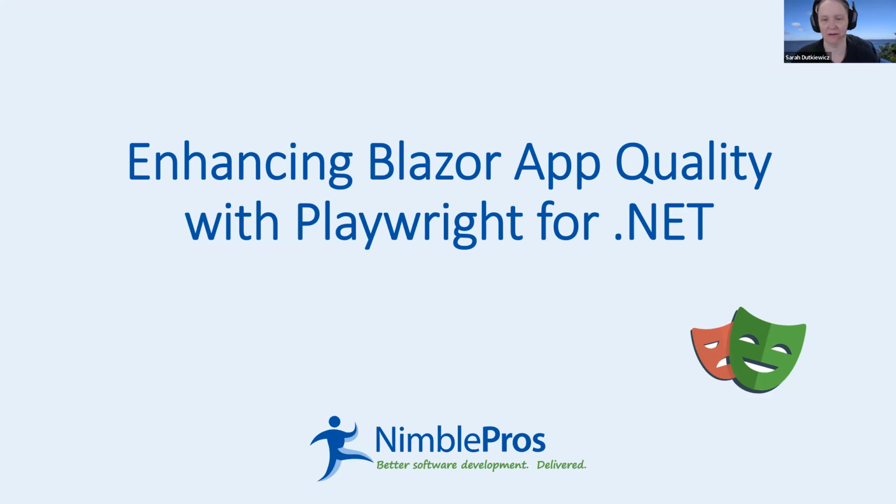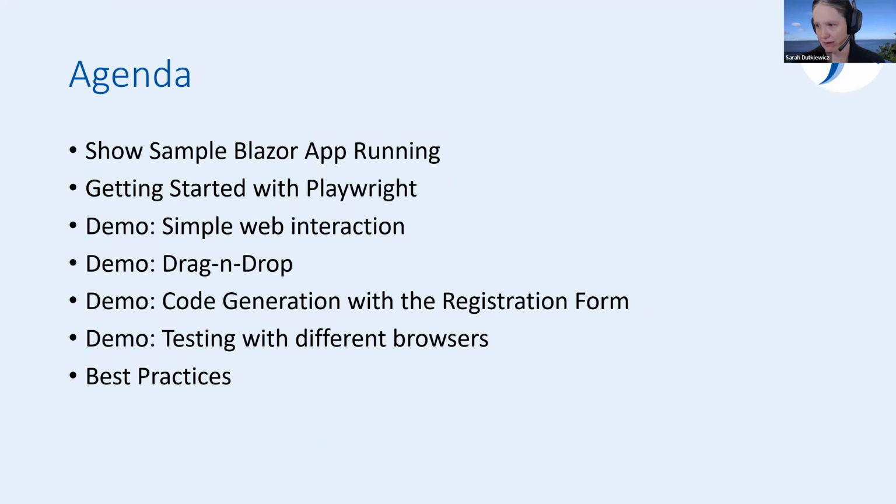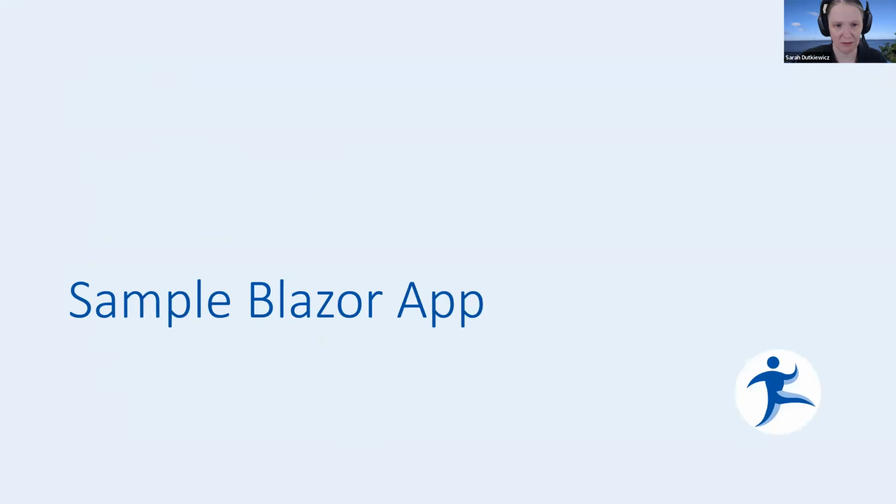All right, so our goal in this webinar is we're going to look at the Blazor app itself. Then we'll talk about getting started with Playwright. And then I have a few demos I'm going to show. If time allows, we'll get all the way down to testing with different browsers, but if not, I will make sure that we have other videos available afterwards. And then we'll cover best practices, and then we have a few slides on how you can get in touch with us afterwards. As you have questions, please feel free to put them in the chat or come off mute, and we will address them.